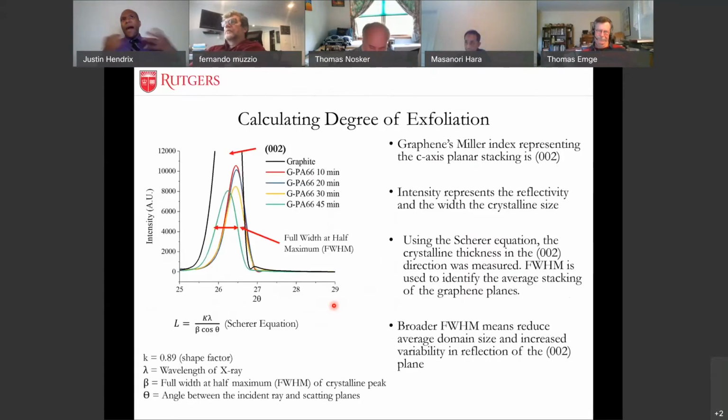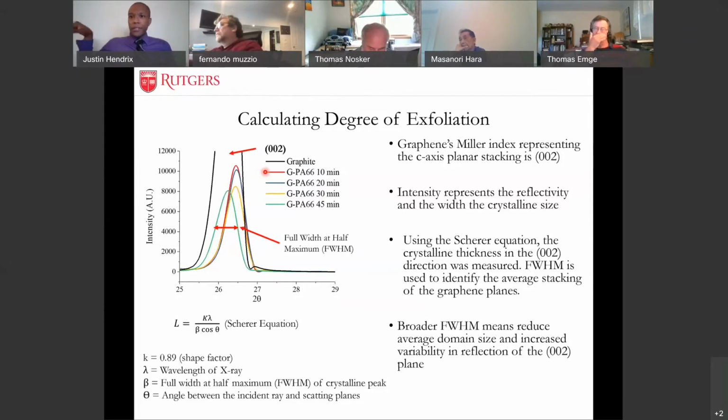Now, how we calculate exfoliation is that we first started with X-ray diffraction. Here, graphite, if you imagine as a deck of cards, has a thickness, and that deck of cards thickness is considered the graphite C-axis, and it's indicated in your diffraction profile as a 002 plane.